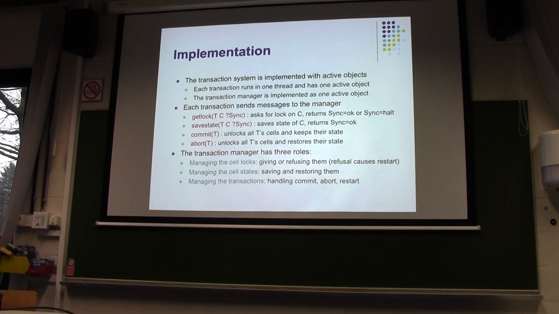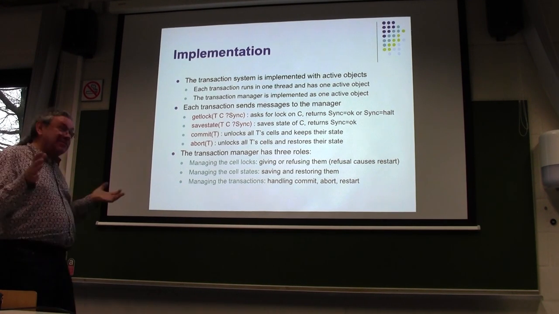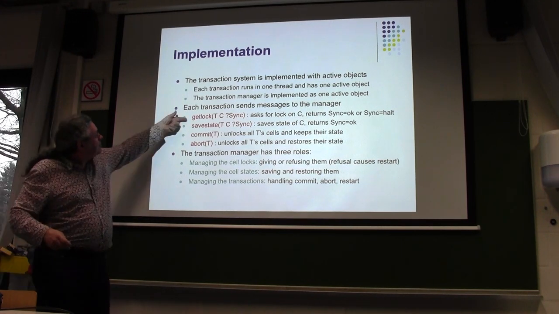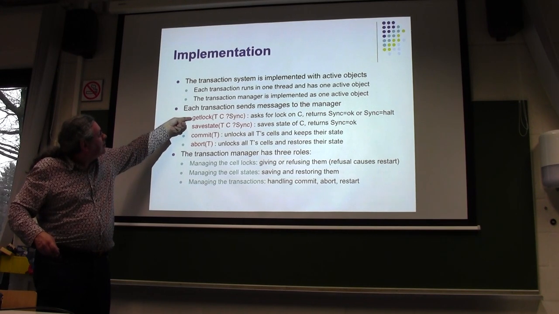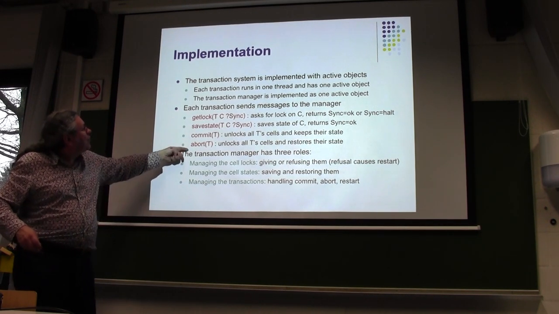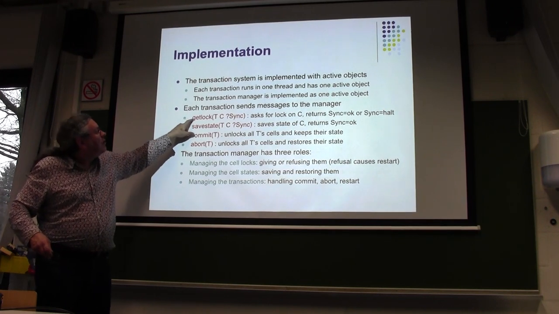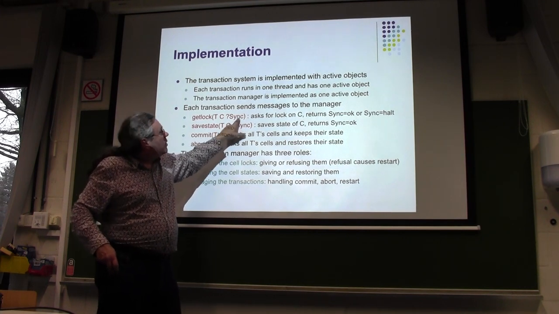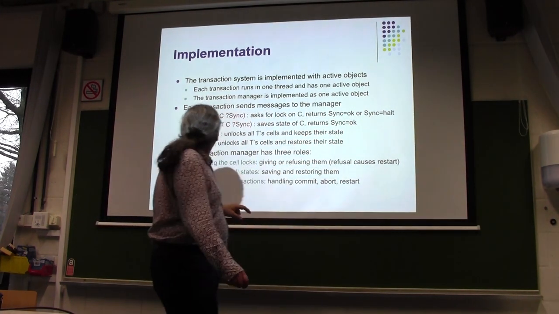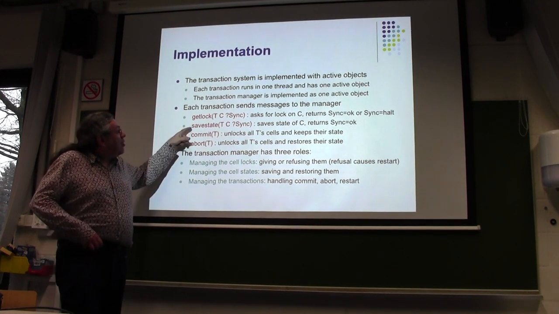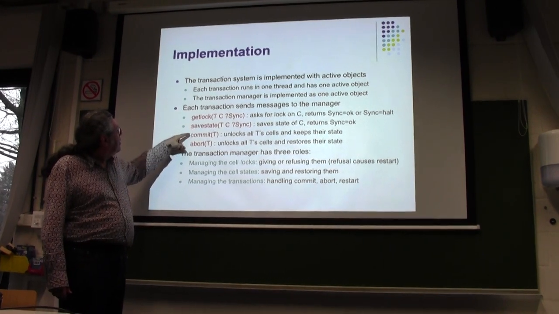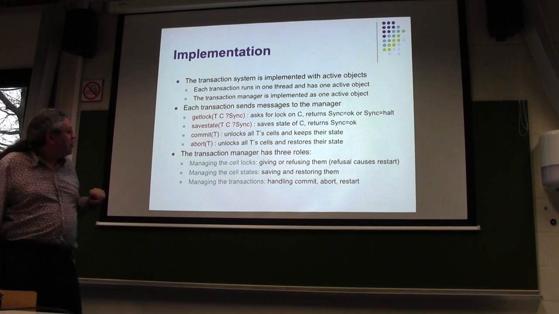So how is this implemented? It's using active objects. It's a multi-agent system. It's nice, huh? In order to implement the shared state, I'm using a multi-agent system. And there are several messages possible. The transaction sends messages, it asks for the lock, and here I can synchronize. I wait until sync is bound, but it could be halt, which means I have to stop. Okay? I can also save the state of the cell, I can commit and I can abort. Okay?